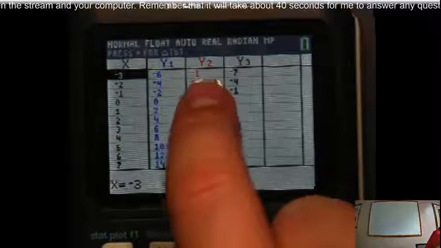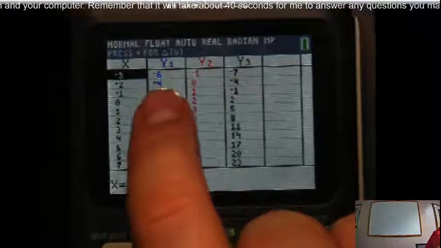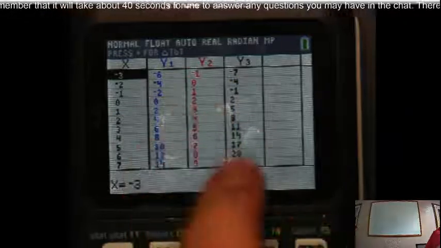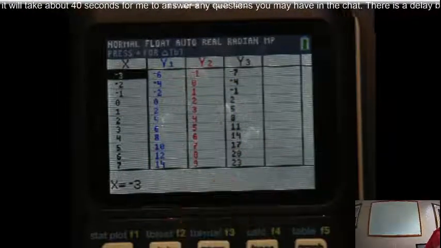Well, first of all, as we can see, this is literally f plus g. Negative 6 plus negative 1 is negative 7. Negative 4 plus 0 is negative 4. So it's literally f plus g. We can see that in the data here.